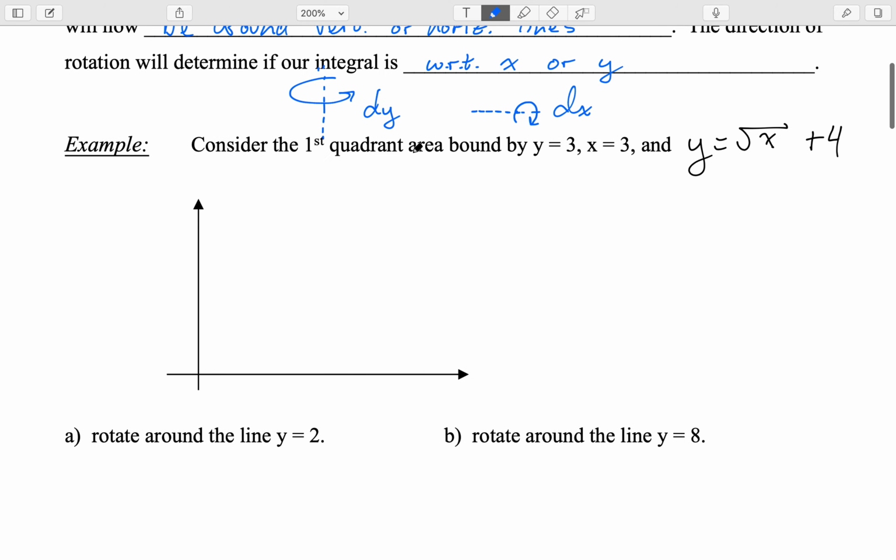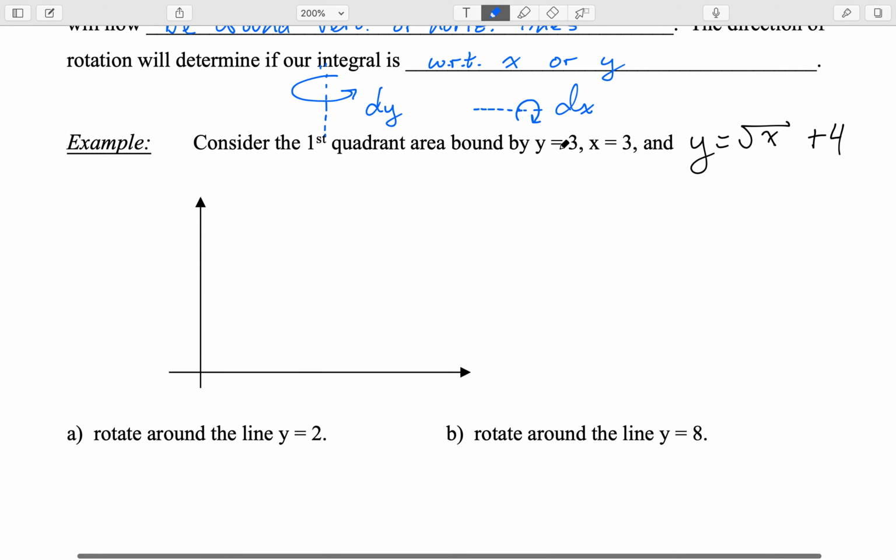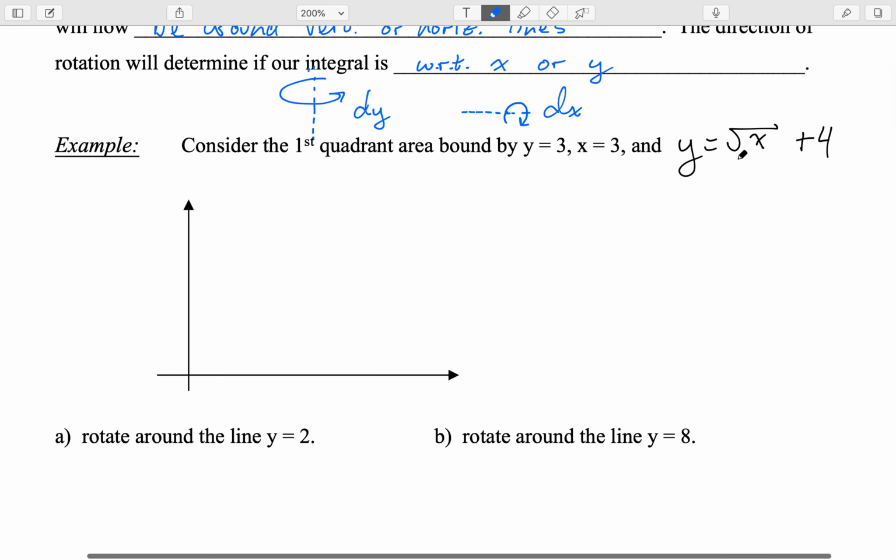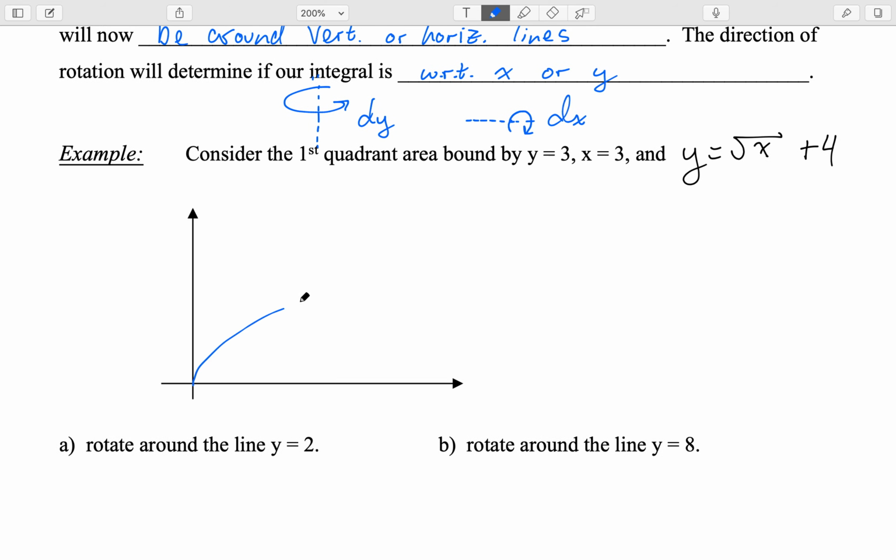So let's consider the first quadrant area bound by this. y is equal to 3 is a horizontal line, x equals 0 is a vertical line, and the square root of x plus 4. I know the square root of x looks like that. It's just been moved up 4.